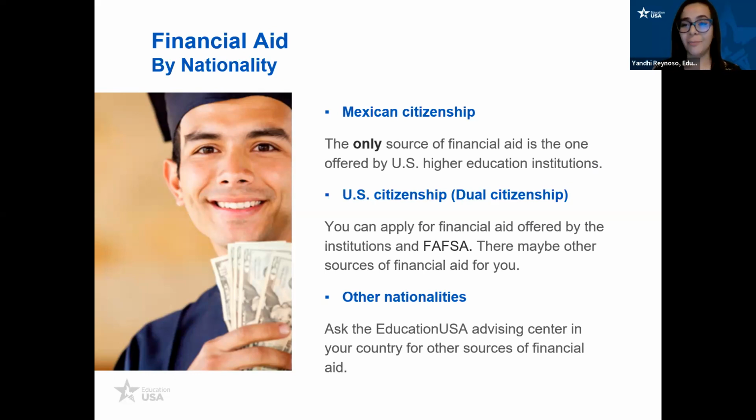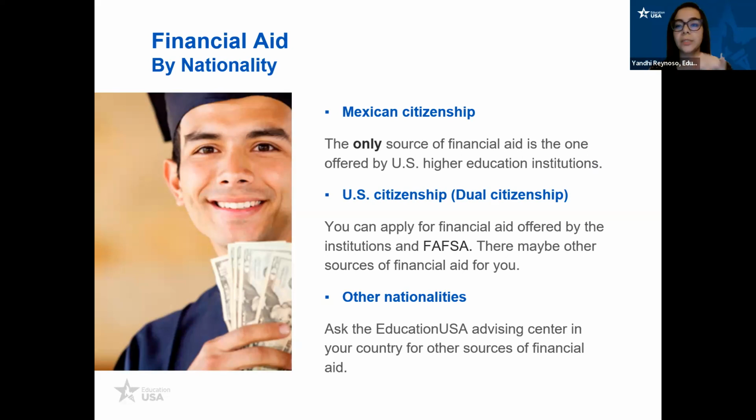I want you to please understand, because sometimes we think that there are scholarships by the US government or by the Mexican government, or a few other institutions that will help me cover the tuition costs to go study in the United States. And no, that is false. I'm going to read it again. The only source of financial aid is the one offered by US higher education institutions, okay? And that is for Mexican students.